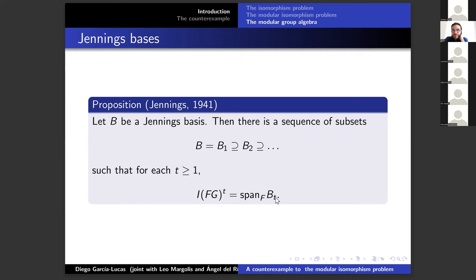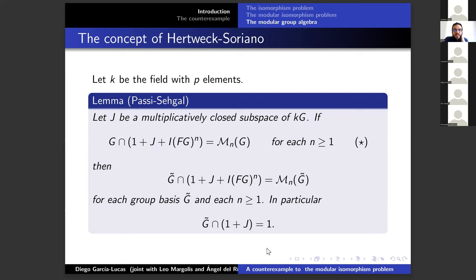Using these ideas and this theory of chains, most of the results I mentioned before were obtained. In order to give an idea of how this works, I want to explain one argument of Helberg and Soriano that could be an approach to attack the modular isomorphism problem. For that, I will need this lemma of Bassi and Segal, which only works for the field K with P elements.